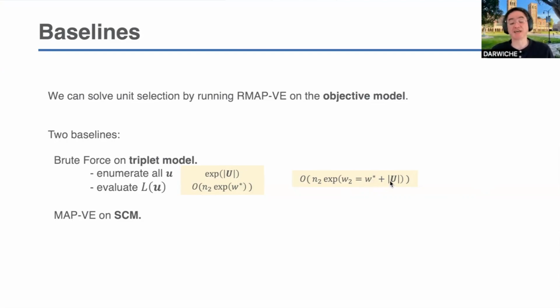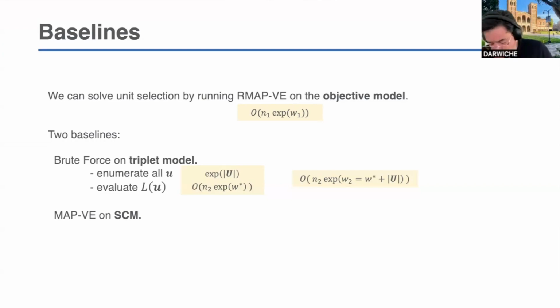So you have to add this with that, and that's the complexity, as opposed to running variable elimination on the objective model. N1 here is the number of nodes in the objective model, and W1 is the width of an elimination order on the objective model. So really, if you want to compute the brute force with this, it comes down to computing this number with this number. Here you're exponential in this, and in the base, you're exponential in that.